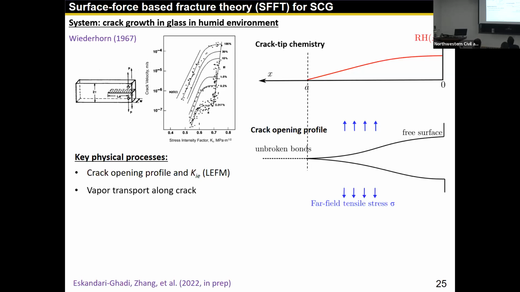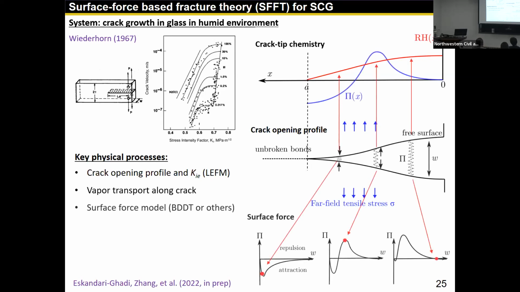It should look like this, the profile, because in the environment, it's always controlled humidity. But at the crack tip, since the crack keeps propagating, new surface area is constantly produced. And at that instant of production, it must have zero vapor concentration at the tip. So it should look like that.